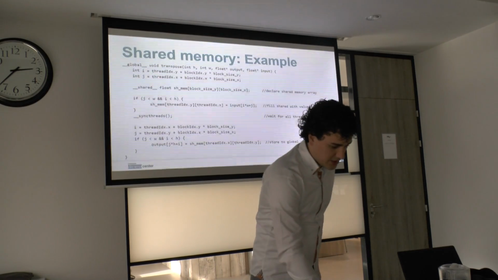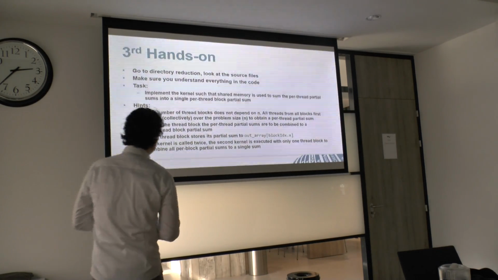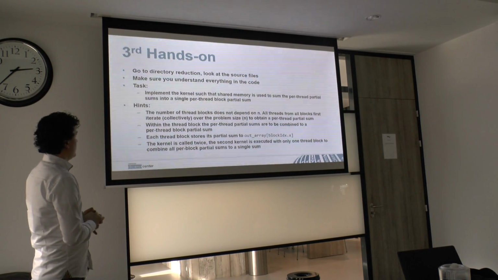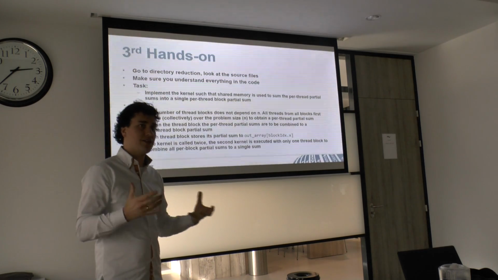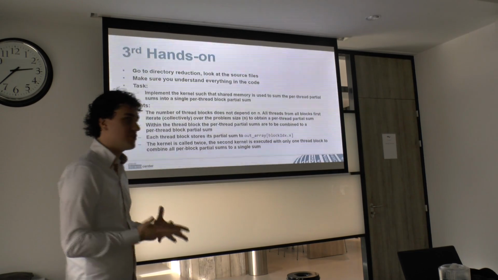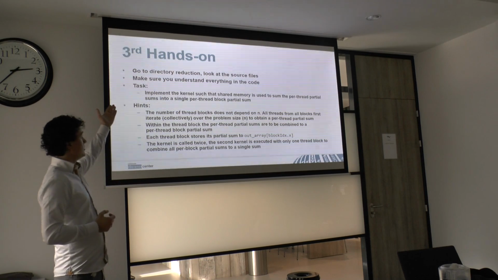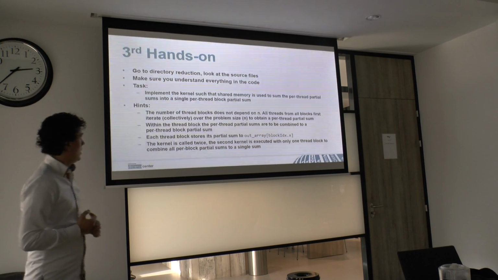Okay. Then we can go to the third hands-on, which will be quite different from the transpose that we've just seen. In this case, the threads are collaborating with each other. They together have to produce a single result. So if you can go to the directory reduction and look at the code.